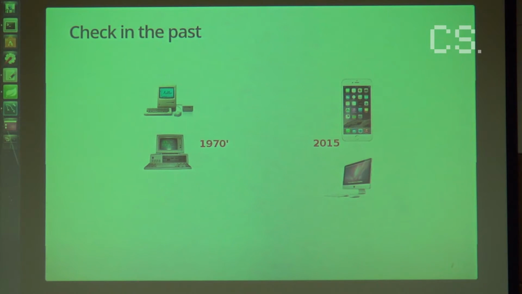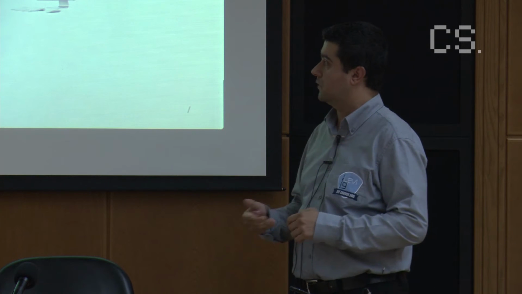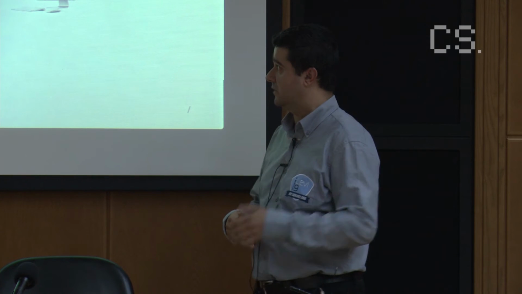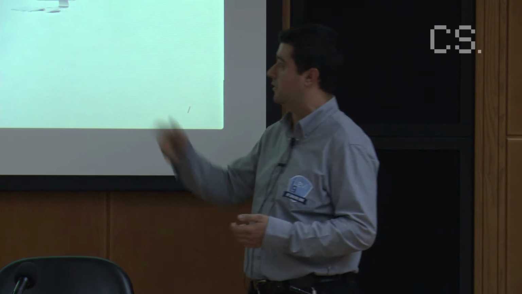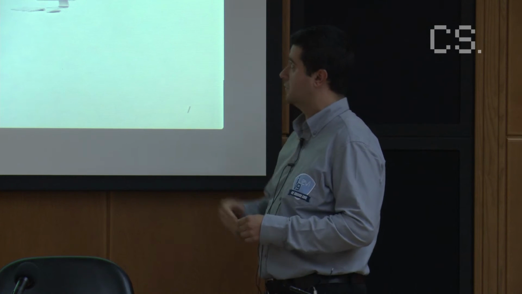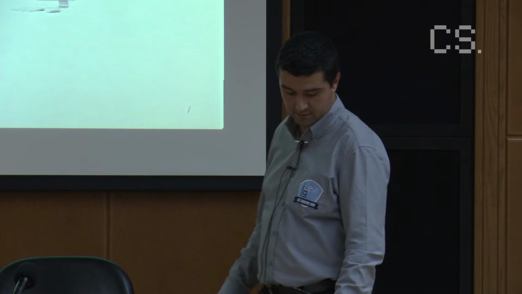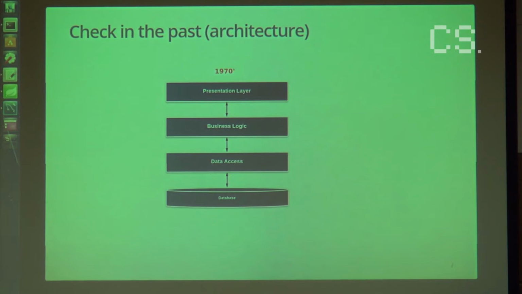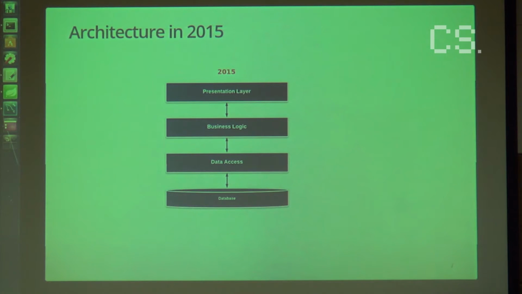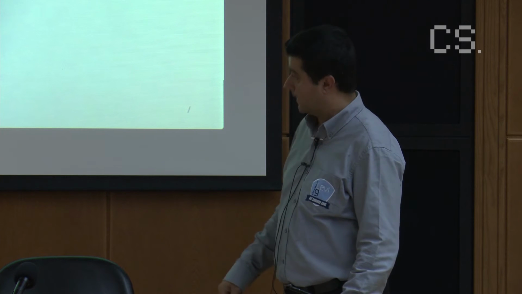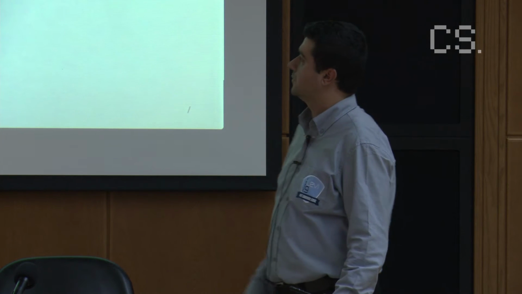Also, I wanted to share some info with you about what the hardware was like back in the 70s. You can recognize the old Apple, the old PC, and now we have something totally different, smartphones and Macs and stuff like that. So you can see that there is improvement in many areas. But what about the architecture? In the 70s we used this model, the entire architecture. And what about in 2015, 40 years later? We are still stuck with the same architecture. So I was thinking about how we can improve and change from the performance perspective.